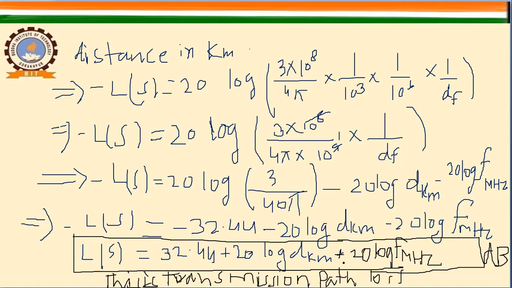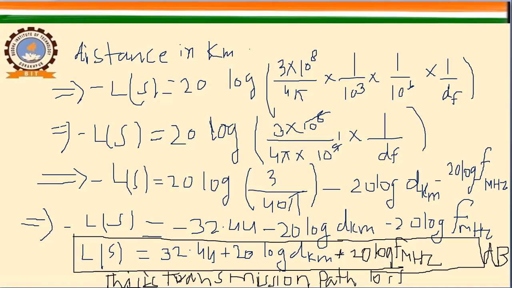So the transmission path loss is derived, and you can see the transmission path loss over a flat open area or water.